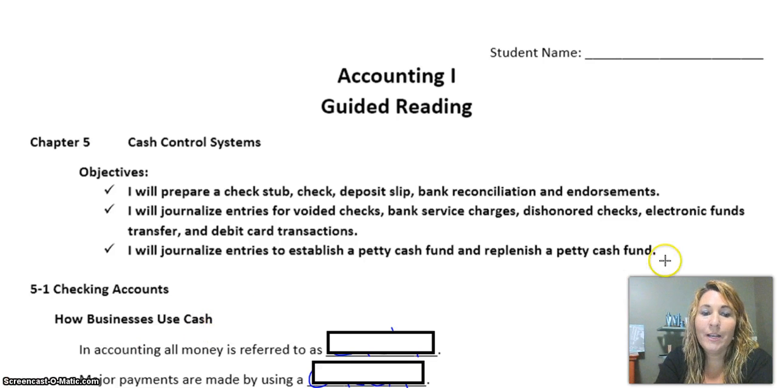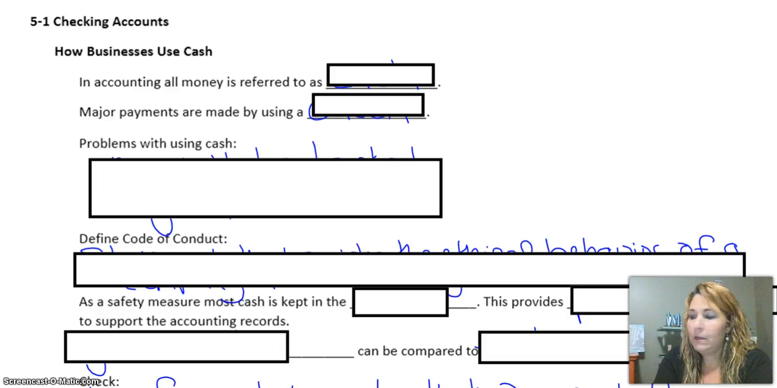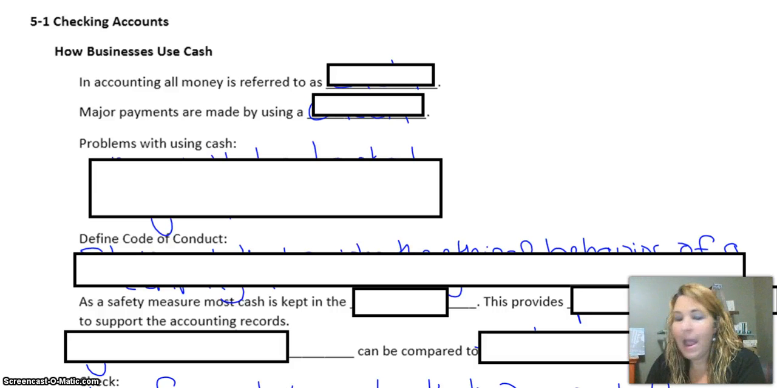So the first section, 5.1, is about checking accounts. And this section is fairly long. And so we're going to talk about how businesses use cash.